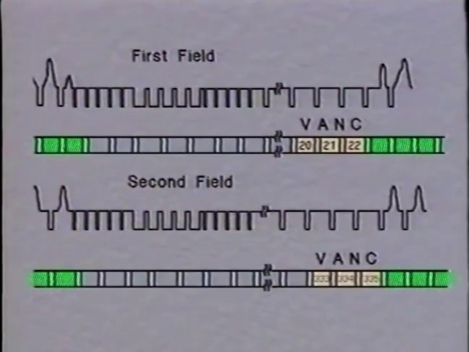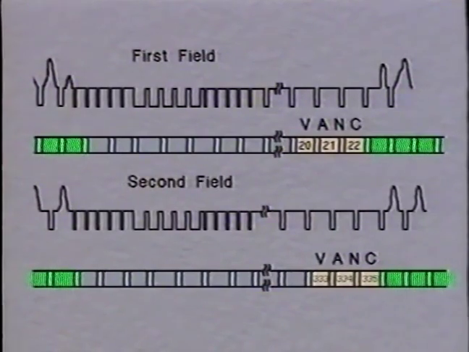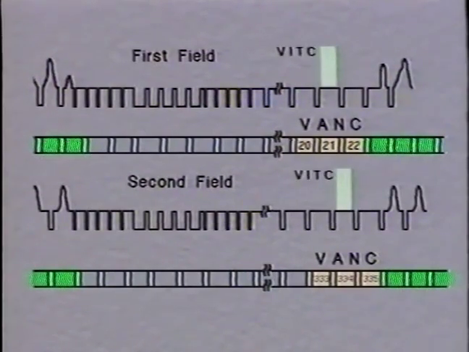There is also ancillary data in the vertical interval called VHANC. Lines 20, 21 and 22, 333, 334 and 335 are reserved for this purpose. It is possible that vertical interval timecode may conflict with this reserved data if current practice of using lines 19 and 21 continues. At the present time, the timecode is digitized as part of the video signal.